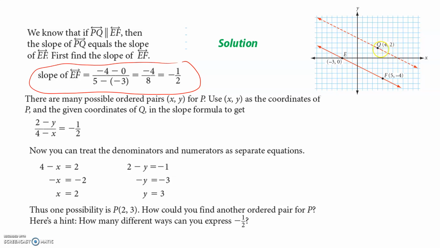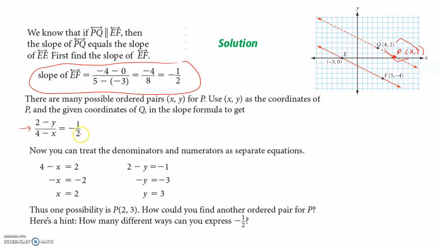Then they say, okay, if this is Q, let's just draw any old P. So if I put it here, for instance, and just call its coordinates x, y. This line PQ has to have the same slope as EF, so its slope has to be a negative 1/2, the same as EF. Okay, so now if I find out what the slope is of PQ, they did 2 minus y on the top for the y's and 4 minus x on the bottom.